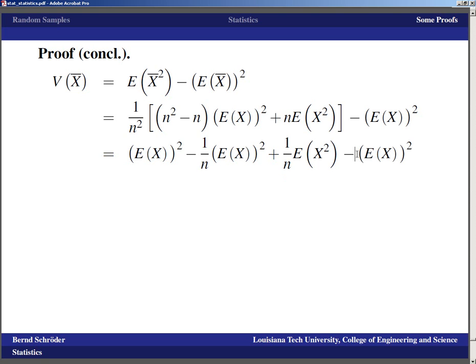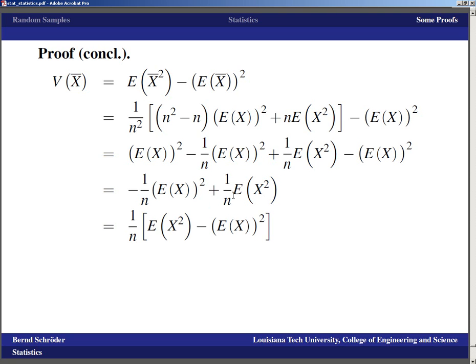minus e of x quantity squared. We can see that this one and that one cancel, sorry, the highlighting doesn't work too nicely, and that's something I haven't figured out how to fix. These two terms cancel, and so we end up with what's left, this term and that term, and so that's 1 over n times e of x squared minus e of x quantity squared, and that's 1 over n times the variance of x, which is sigma squared over n, and well, that finishes the proof.